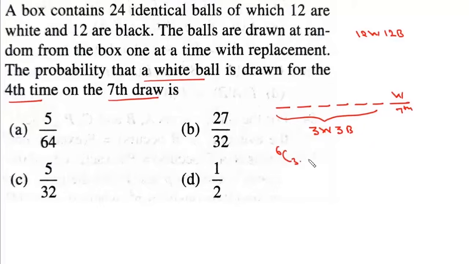Then the probability of drawing a white ball is 1 by 2, and the probability of drawing a black ball is also 1 by 2. So it will be 1 by 2 to the power 6, and then the probability of getting the 7th ball white will be 1 by 2. Now this is 20 upon 2 to the power 7, which is 5 by 32, and that's your option C.